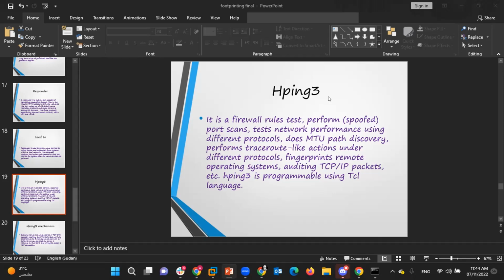Okay, it does MTU path discovery and performs a traceroute-like action for each IP address under different protocols, fingerprints the remote operating system, and audits TCP/IP packets. All of this data can be collected and analyzed through HPing. So HPing is programmable, using the TCL language.